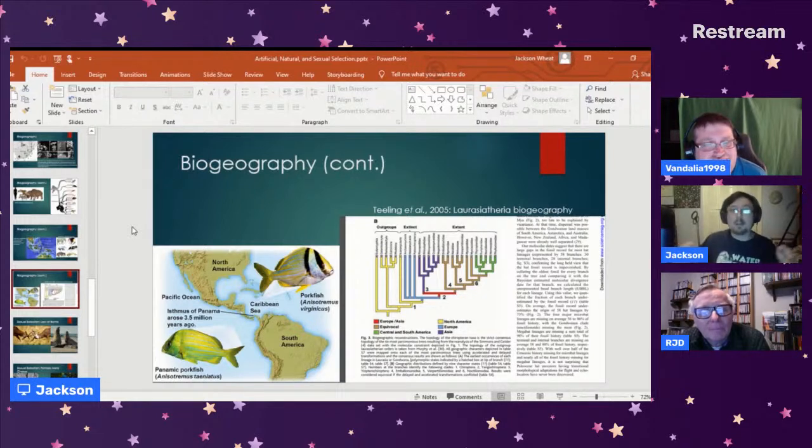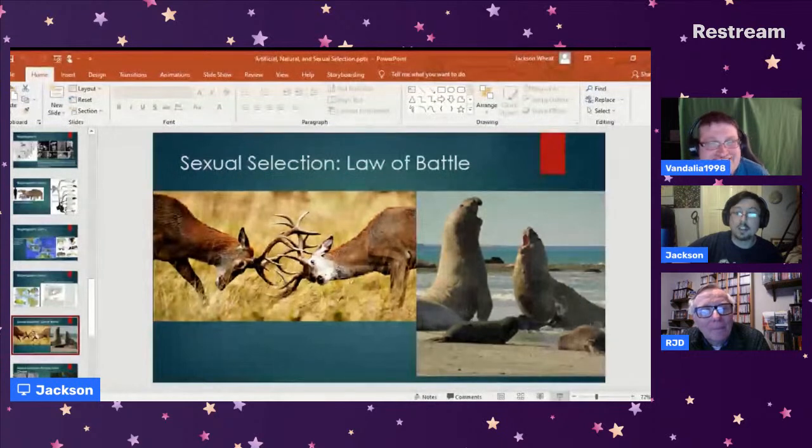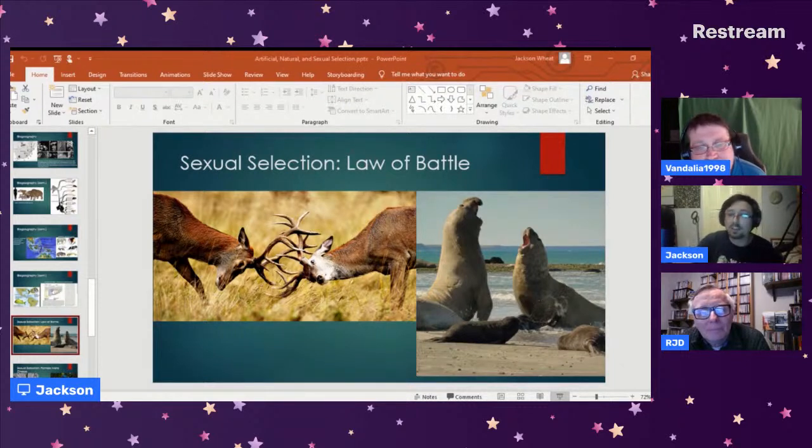We're going to bump on over now to our third mode of selection, which is sexual selection. There are basically two brands of sexual selection, and in my humble opinion, the first one is the less interesting one. This is called the law of battle. It is what it sounds like. Males, typically males. Now there's probably female competition, but I think that's less prevalent than male competition. I recall that there are such things too, but they're really rare.